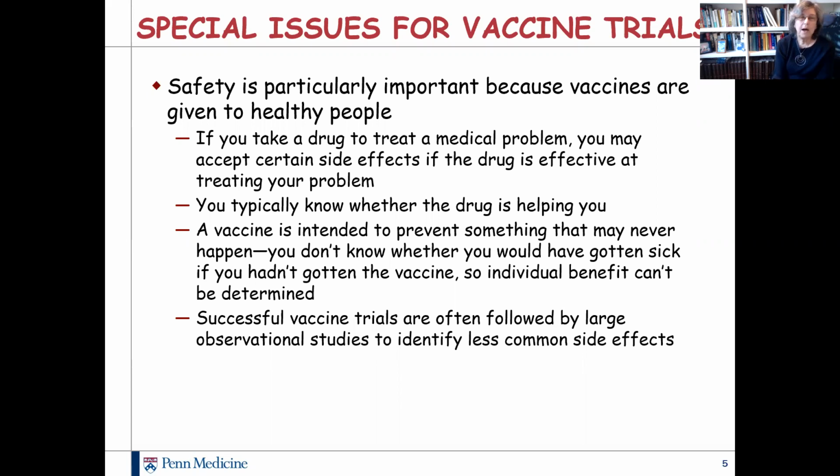for a drug, if you're taking it for a medical condition, you know whether the drug is doing something for you. If you're taking it because you've got a runny nose all the time and you take an antihistamine, you know whether it's helping you. You're not sneezing as much. And obviously for more serious disease, there are ways to see whether the drug is helping you. But a vaccine is intended to prevent something that might never happen, right? Because if you get vaccinated, you don't know whether you would have gotten sick if you hadn't gotten the vaccine. So you can't determine on an individual basis whether the vaccine is helping you.